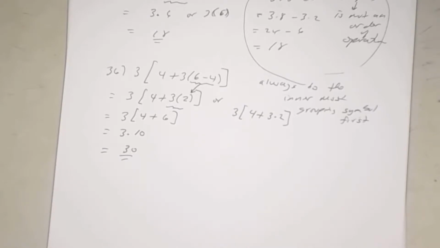The reason you would do 6 minus 4 and get 2, and the reason you wouldn't do the 4 plus 3 is 7 times the 2, is order of operations. Please, you do multiplication before you do addition.